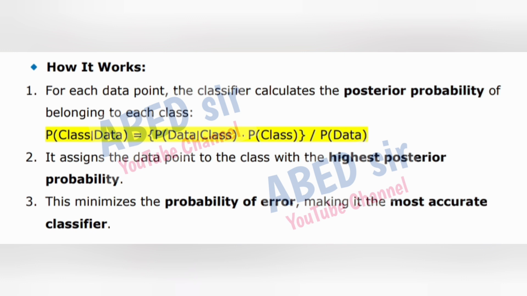For each data point, the classifier calculates the posterior probability of belonging to each class. P(class | data) = P(data | class) P(class) / P(data). 2. It assigns the data point to the class with the highest posterior probability. 3. This minimizes the probability of error, making it the most accurate classifier.